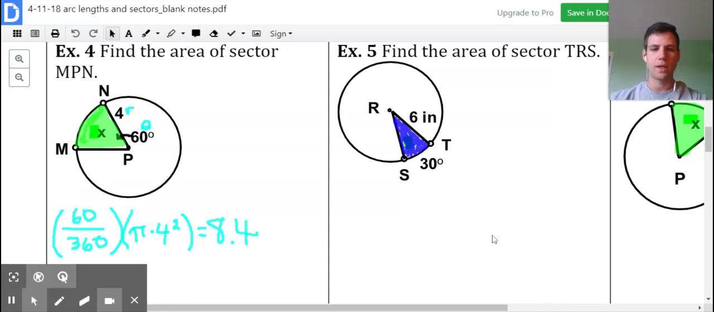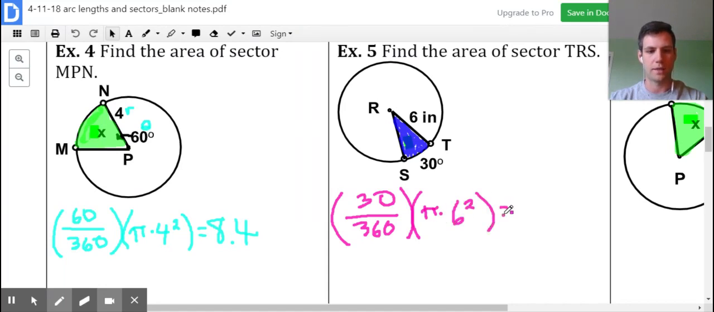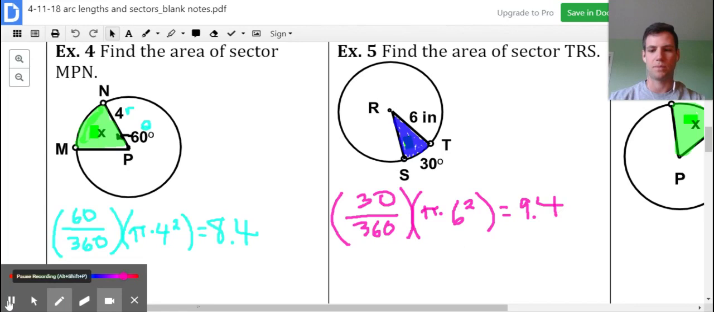sector. Now, the second area of sector problem, we're looking for this blue sector. So now we can use our formula again of 30 being divided by 360 degrees, and that is being multiplied by our whole area of the circle of pi times 6 squared, and that ends up equaling from our calculator about 9.4 rounded to the nearest tenth. And that covers the sector area problem examples.